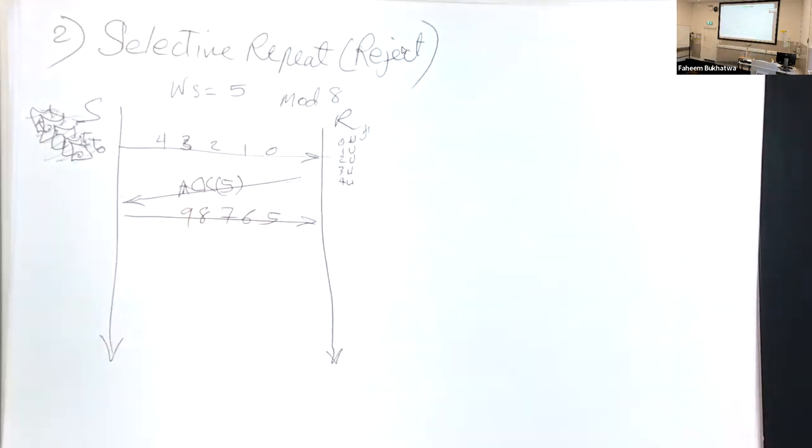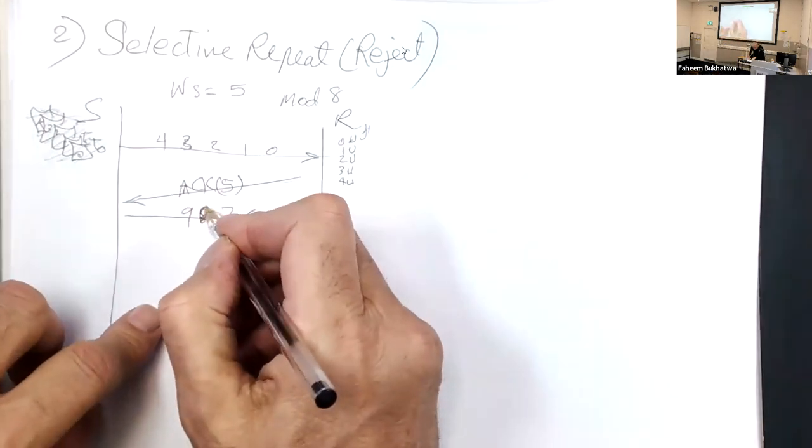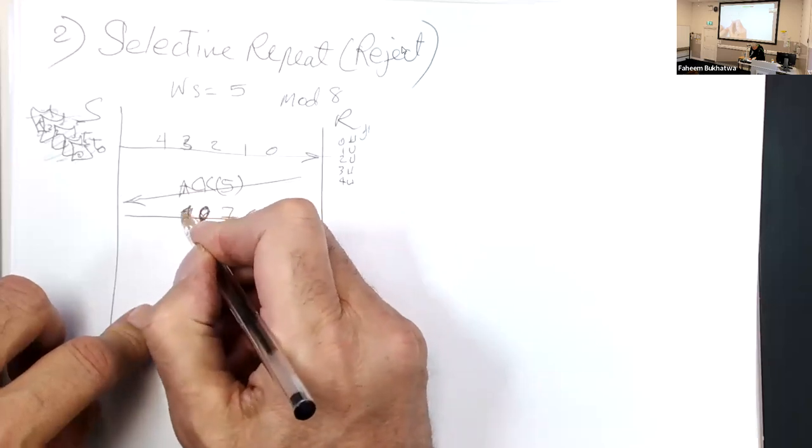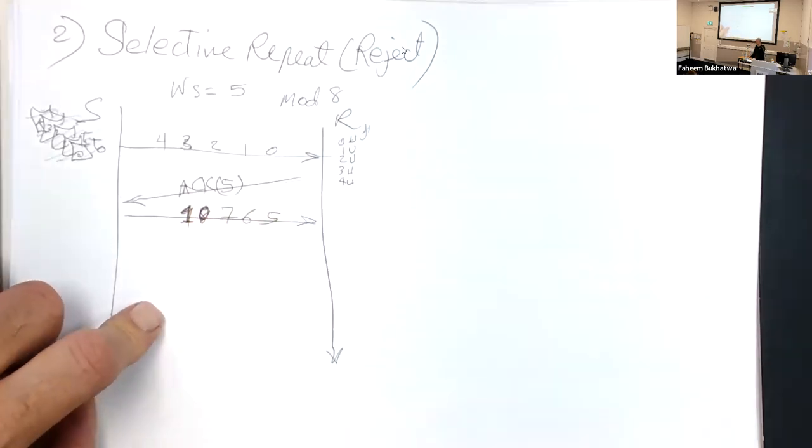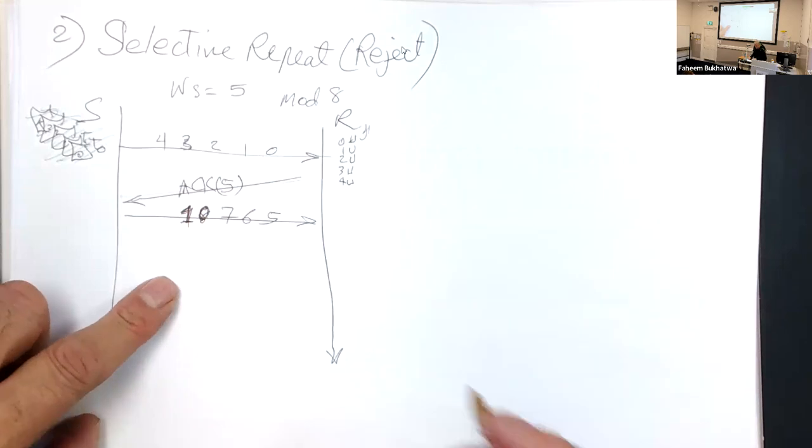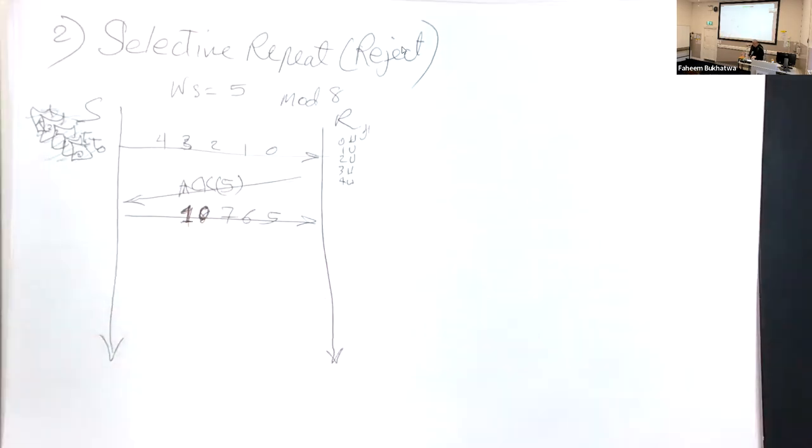What frame numbers will the sender send? 5, 6, 7, 0, 1. Well, if we were using modulo 128, that would have been perfect, but we are not. Okay. Now, this is where we're going to start having little problems.